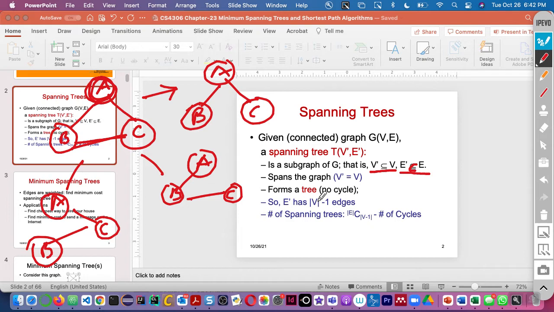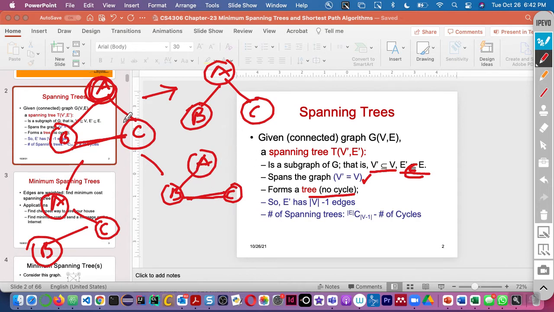Okay, and this is true, so V dash should be V, and it forms a tree without any cycle. Okay, so the condition is actually hidden. If we take this proper subset, then definitely it will not create a cycle. If we take our set E dash, a new set of edges, if it is a proper subset, that means it is not equal to E, then definitely we have at least one edge less than E. So this is a spanning tree.